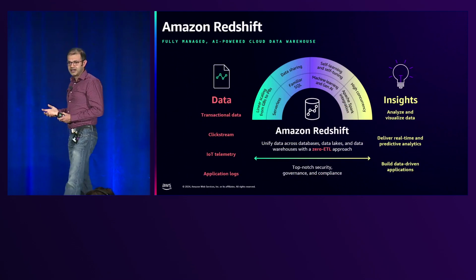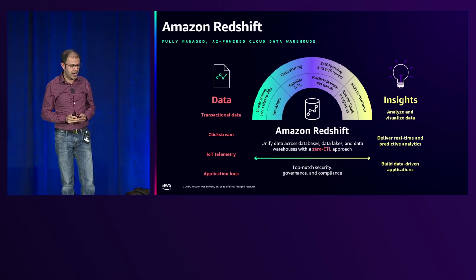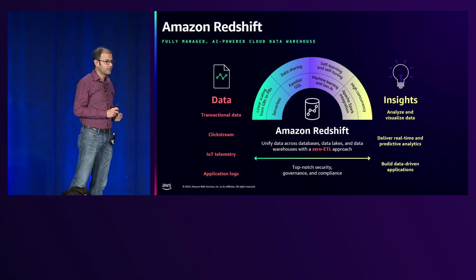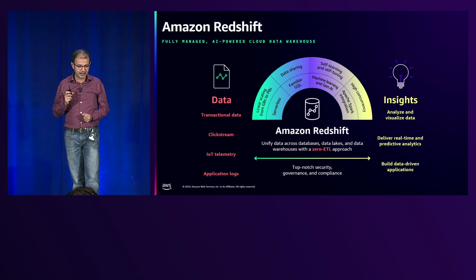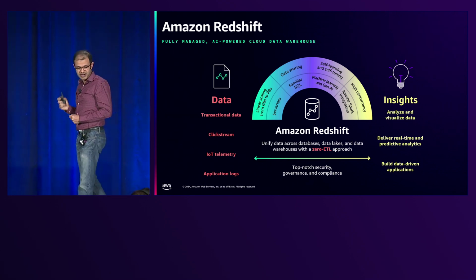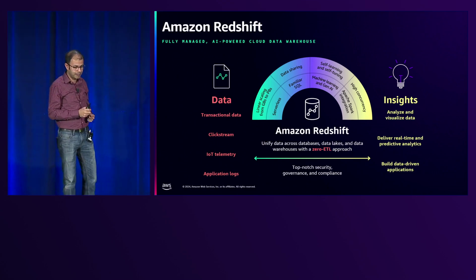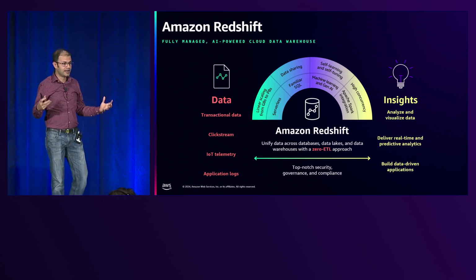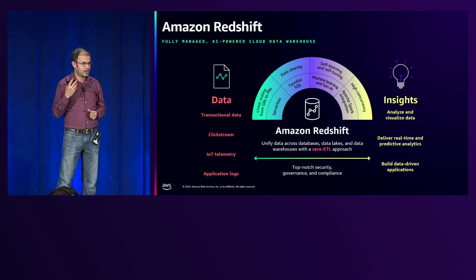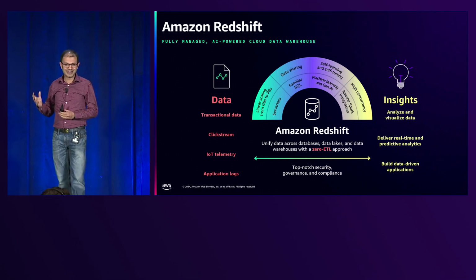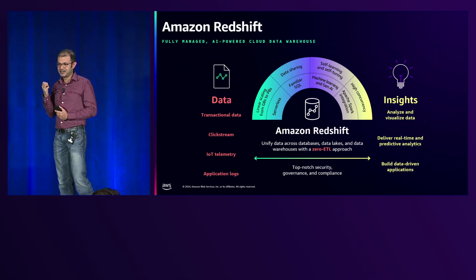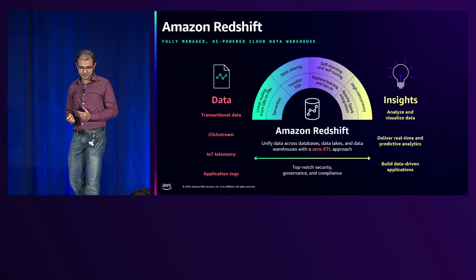On the analytics side, AWS offers Amazon Redshift, which is a fully managed AI-powered cloud data warehousing solution. It allows you to bring your different types of data from transactional, clickstream, IoT, streaming, application logs, etc. into one place where you can use rich SQL, machine learning capabilities, data sharing, etc. to analyze your data and derive rich insights from the data.